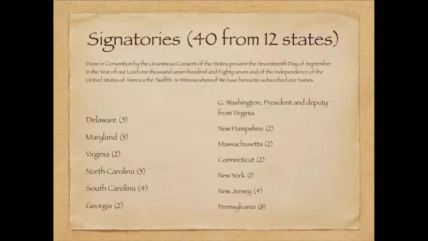They could see that, for instance, Delaware had 5, Maryland had 3, New Hampshire had 2, Massachusetts had 2. And you notice, it's 40 people from 12 states. Well, it's actually 13 states. So what happened to the 13th state? Well, that would be Rhode Island. You notice Rhode Island is not on that list.